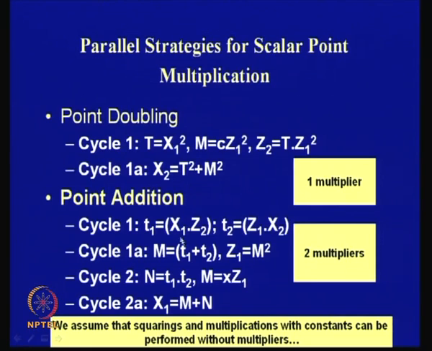But what about point addition? You see that there are more steps. Here for example, there is one multiplication, here is another multiplication, and again a multiplication here, and again a multiplication here. So, if I have two multipliers, then I can parallelize this step and I can parallelize these two steps also. So, depending upon my resource constraint, I can parallelize this point addition also.